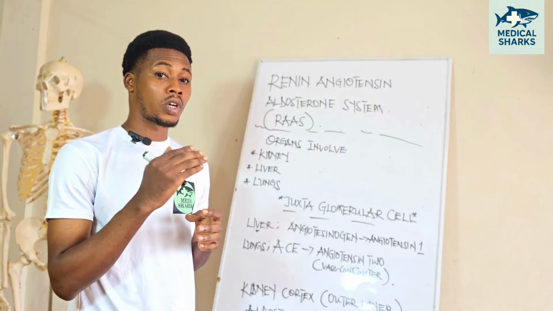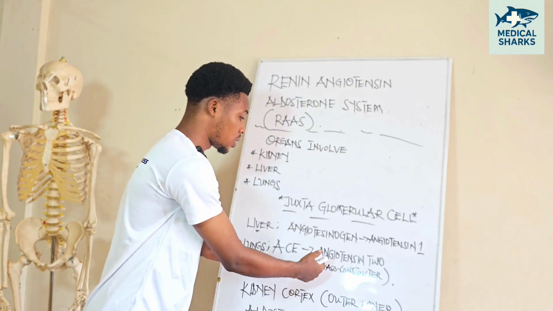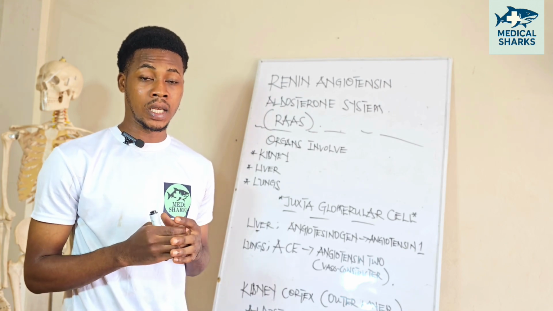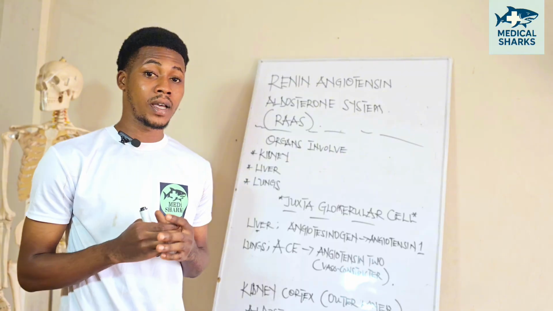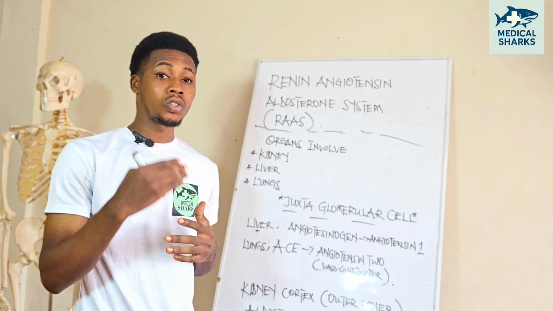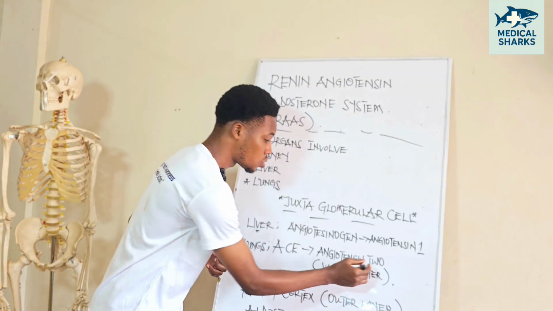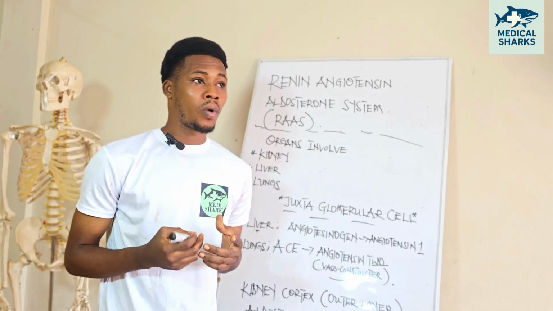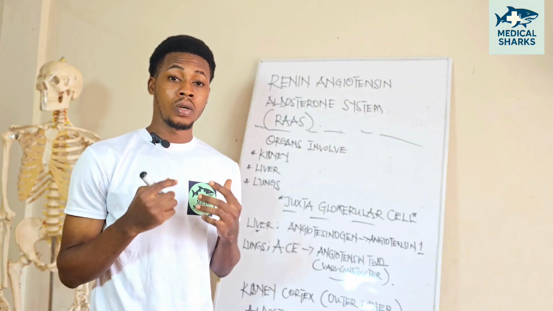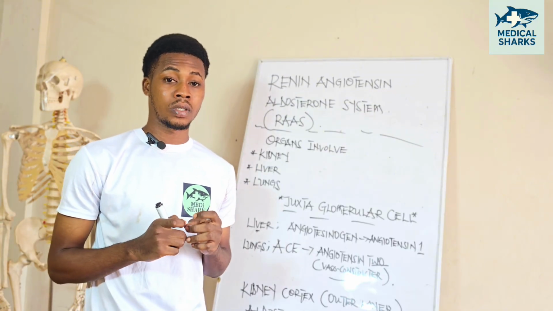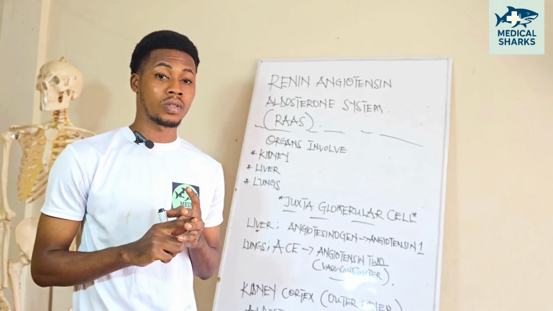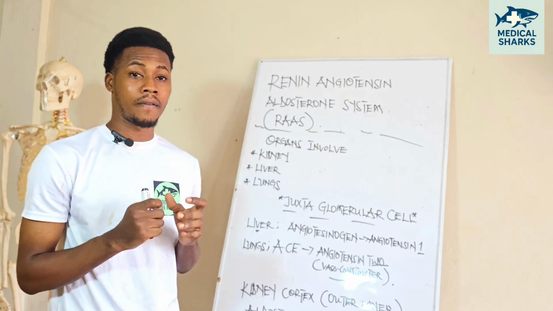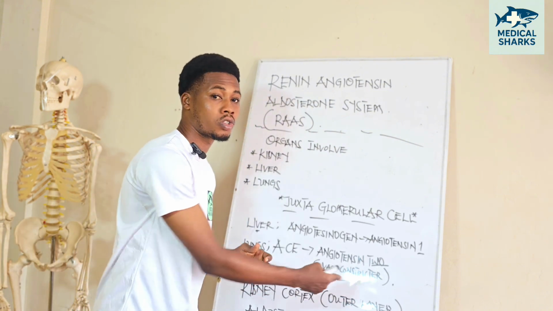It will now transport itself to the lungs. With the help of an enzyme within the lungs known as ACE, also known as angiotensin converting enzyme, it converts angiotensin 1 to angiotensin 2, also known as a vasoconstrictor. And what does this angiotensin 2 do? It constricts the blood vessels. That's why we call it a vasoconstrictor.